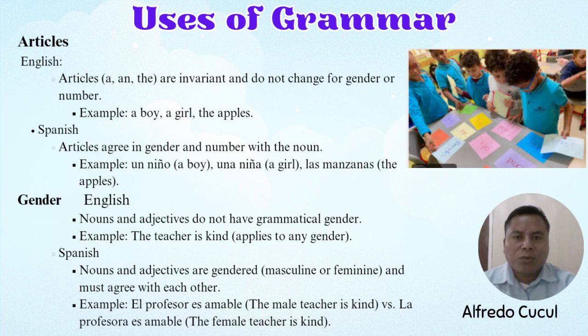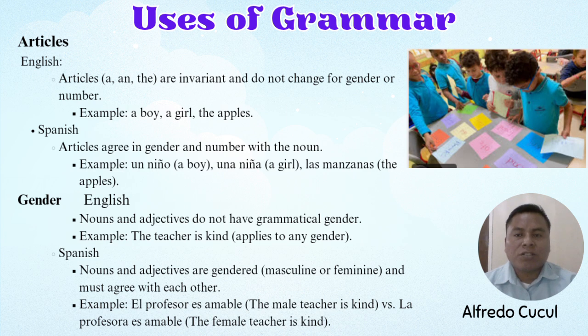Okay, now looking at the uses of grammar, which is a set of rules that governs how words are used in a language to form sentences. In multilingual classrooms, understanding grammatical elements like articles and gender can help students compare and apply rules across languages.